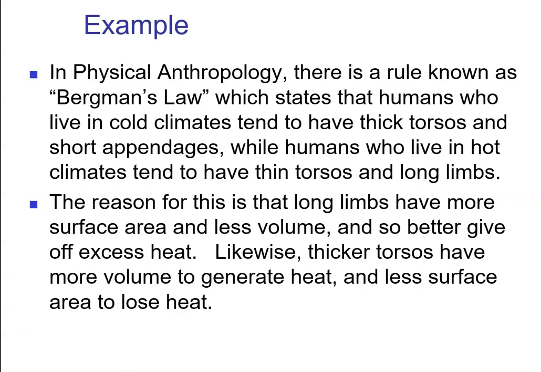In physical anthropology, there is a rule known as Bergmann's Law, which states that humans who live in cold climates tend to have thick torsos and short appendages, while humans who live in hot climates tend to have thin torsos and long limbs. The reason for this is that long limbs have more surface area and less volume, and so better give off excess heat. Likewise, thicker torsos have more volume to generate heat and less surface area to lose heat.